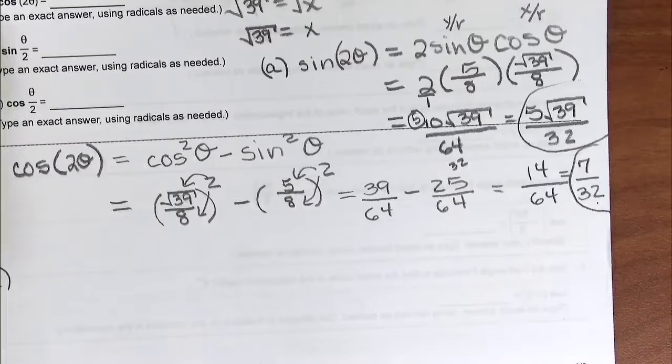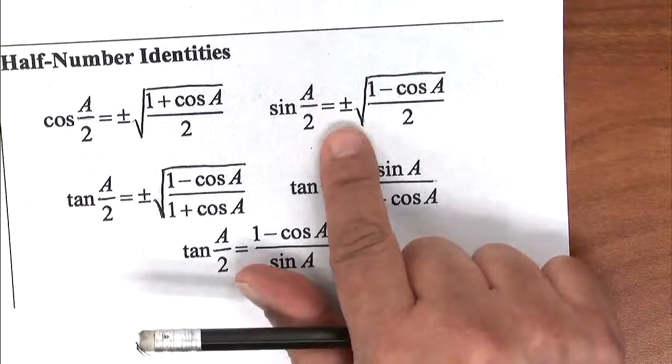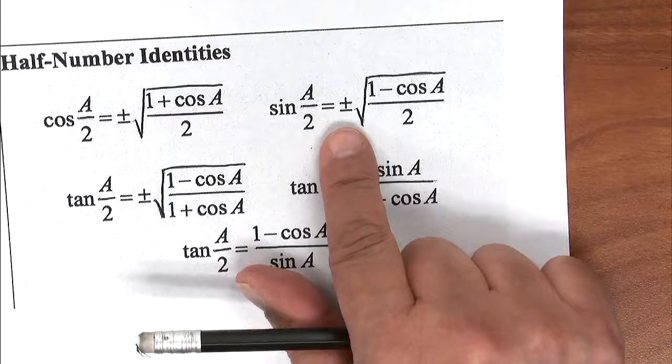Okay, part C. Now we got to do some choosing, because in this formula there's a plus or minus, so I want to show you how to pick the plus versus the minus. Okay, see these formulas right here? We're about to do sine of half of an angle. You see how there's a plus or minus there? That plus or minus is not like the plus or minus in quadratic formula. You know how that plus or minus actually makes you give both answers? Well, here you have to pick one of them. And so the way you're going to pick it is based on the angle.